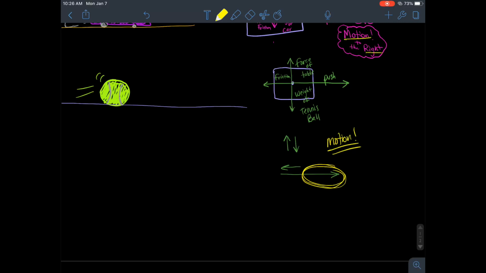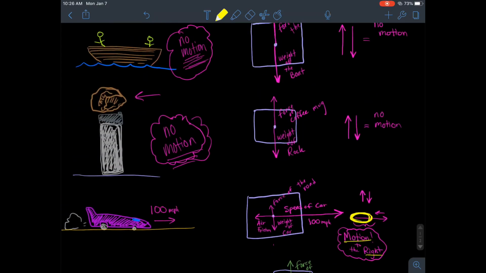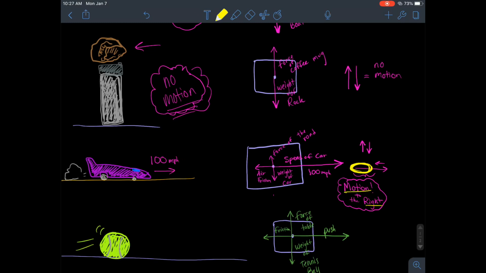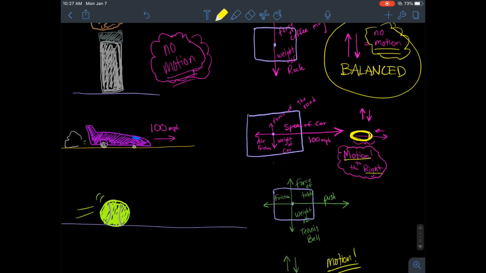So again, remember, we were learning about balanced and unbalanced free body diagrams. So looking at these different arrows, you can see that if these two arrows are equal in size and opposite in direction, then they are balanced. If they are equal in size and opposite in direction, they're going to completely resist each other, and there's going to be no motion, so therefore they are balanced. So if you ever see a balanced free body diagram, that means that there is no motion.